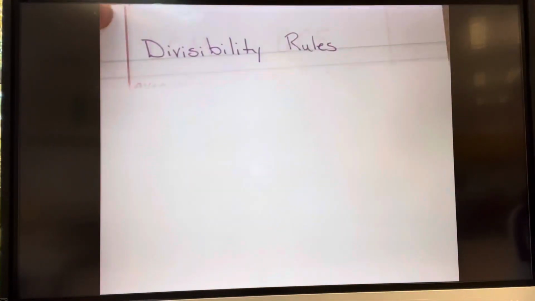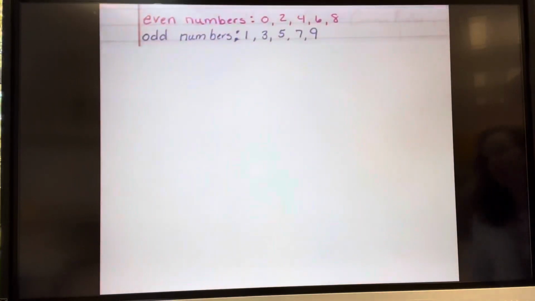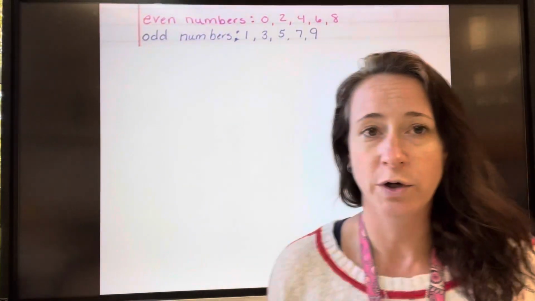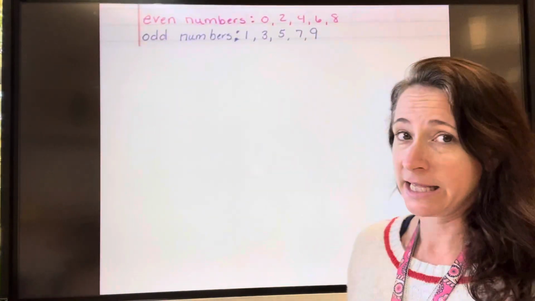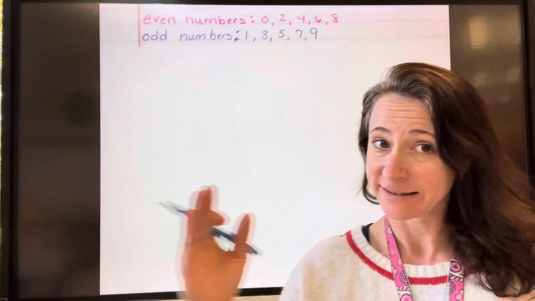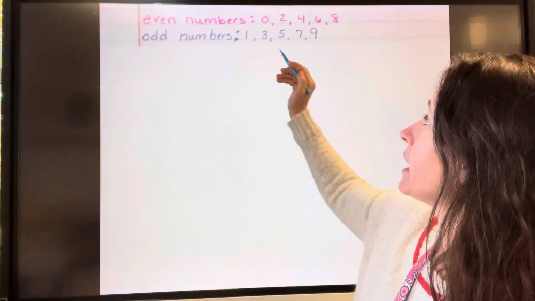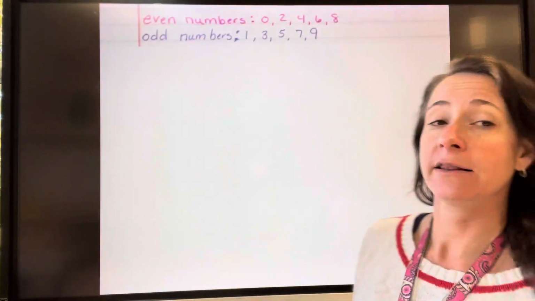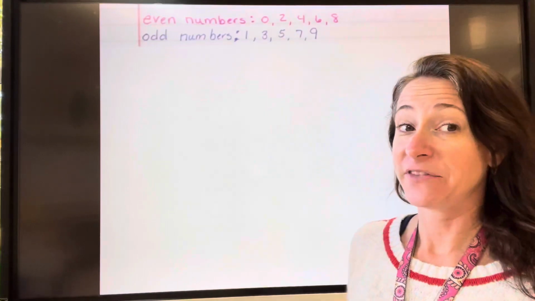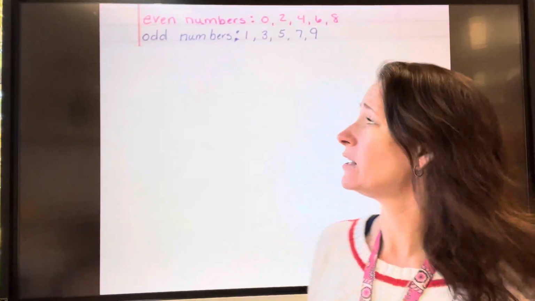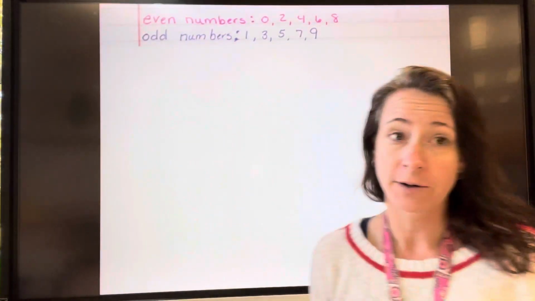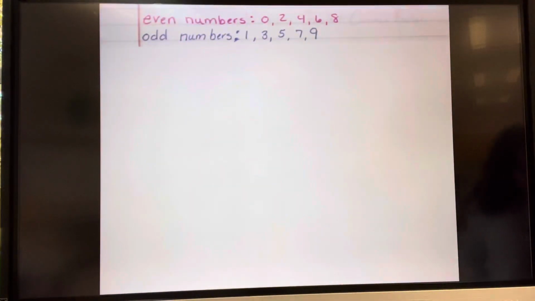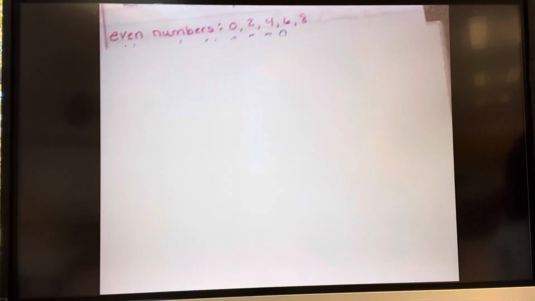So the first thing we have to know, what are even numbers and what are odd numbers? Even numbers are any number that ends, the last number all the way to the right, is either a 0, 2, 4, 6, or 8. That makes it an even number. If the last number all the way to the right is 1, 3, 5, 7, or 9, it is an odd number. These are things that you have to know. What is an even number? What is an odd number?